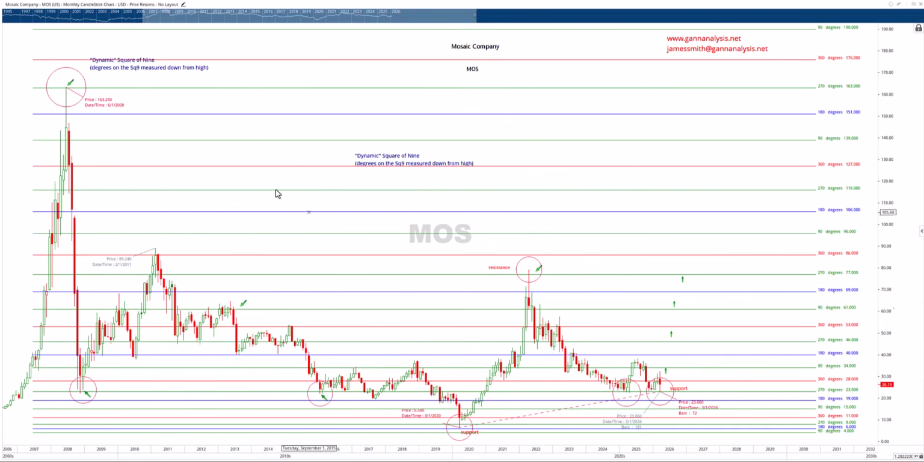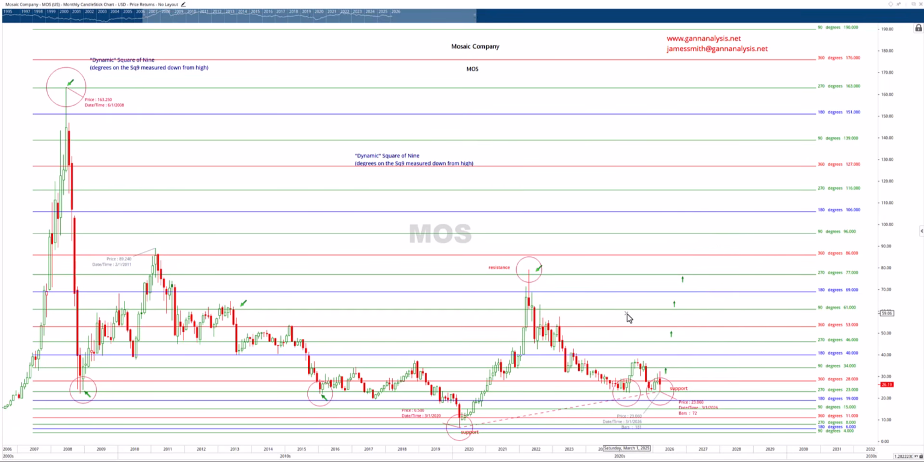And the reason I'm interested in Mosaic is because it's hitting these cardinal levels or anything that falls on the iron cross. These cardinal levels hit a high here, a low here, a high here, a low, a high, a low, a low. So, it doesn't mean that the square of 9 levels are perfect. Sometimes you get it wrong.